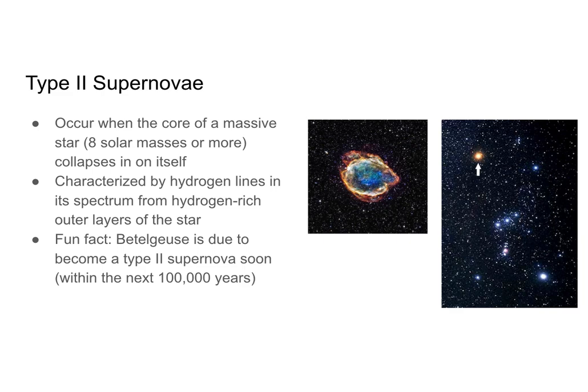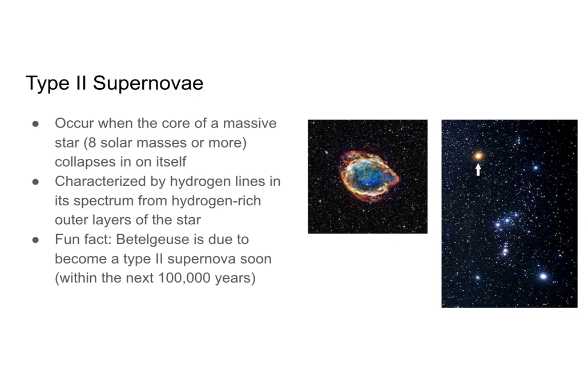Type 2 supernovae happen when the core of a massive star collapses in on itself. So these stars, as baby stars, have a mass of 8 solar masses or more, and of course, as white dwarfs, have a mass of 1.4 solar masses or more. Type 2 supernovae are characterized by hydrogen lines in their spectrum because the outer layers of the stars that create supernovae are hydrogen rich.